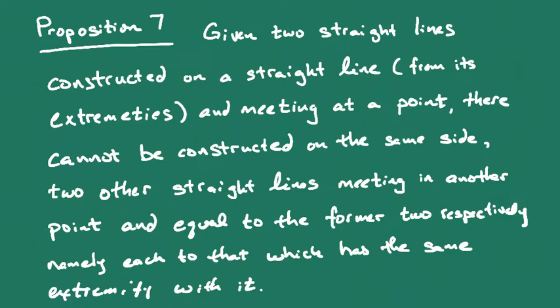In this proposition, we are given two straight lines constructed on a third straight line from its extremities, and we're told that these two straight lines meet at a point. Furthermore, we're told that it is impossible to construct on the same straight line from its extremities and on the same side as the two lines that we have two other straight lines which are going to be congruent respectively to those two lines and which meet in some other point.